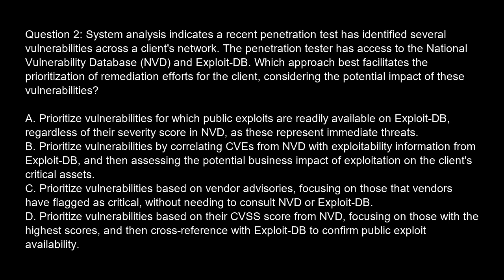Option B. Prioritize vulnerabilities by correlating CVEs from NVD with exploitability information from ExploitDB, and then assessing the potential business impact of exploitation on the client's critical assets. Option C. Prioritize vulnerabilities based on vendor advisories, focusing on those that vendors have flagged as critical, without needing to consult NVD or ExploitDB. Option D. Prioritize vulnerabilities based on their CVSS score from NVD, focusing on those with the highest scores, and then cross-reference with ExploitDB to confirm public exploit availability.